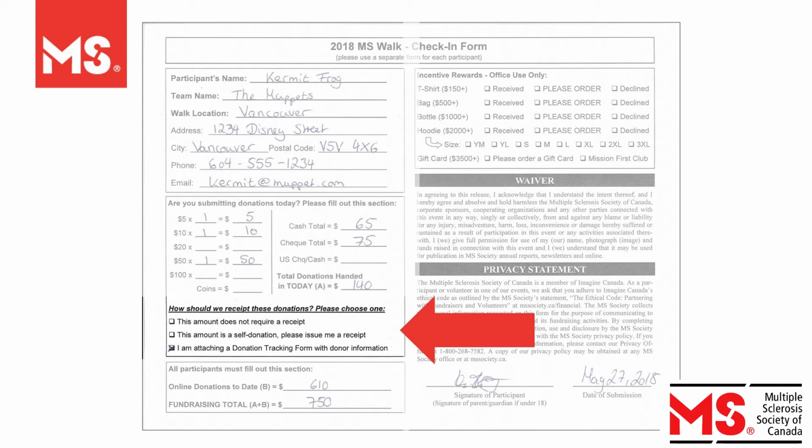Tax receipt information. If they are bringing in cash or checks, make sure they choose one of the 3 options. If they do not require any tax receipts, check the box that says this amount does not require a receipt.